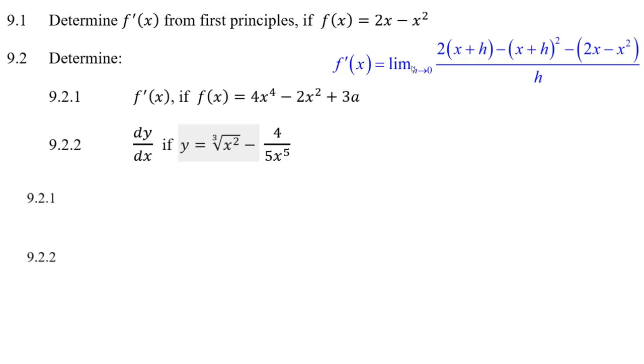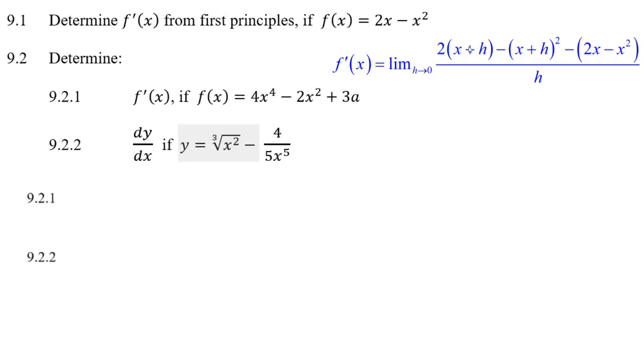F prime of x equals the limit as h approaches 0 of f of x plus h, that's what this is, minus f of x, there's f of x, over h. That's the formula from your formula sheet. Right here is f of x plus h. That's what I've done. What does that mean?